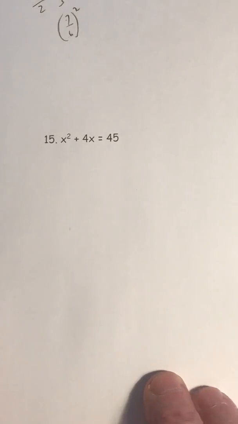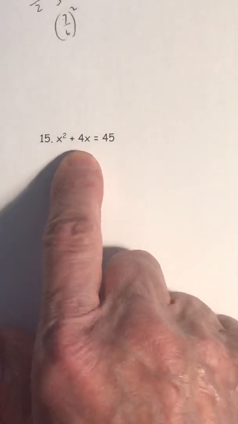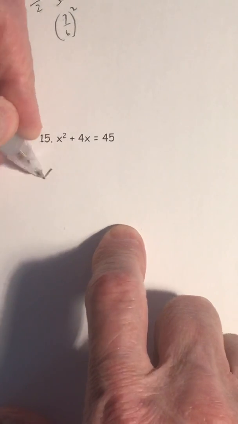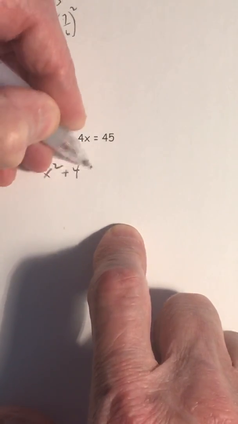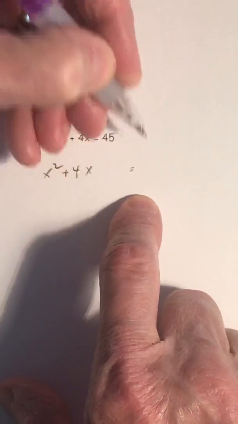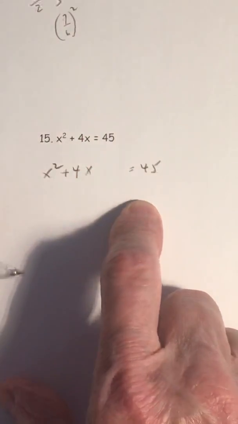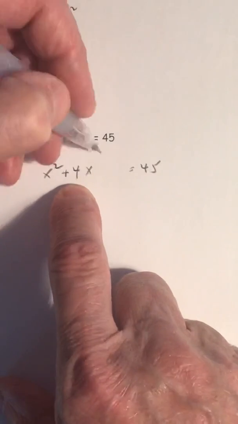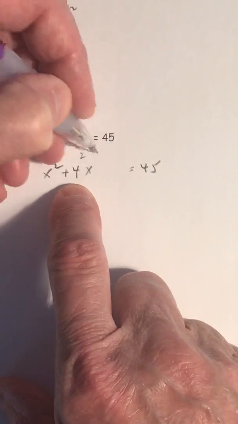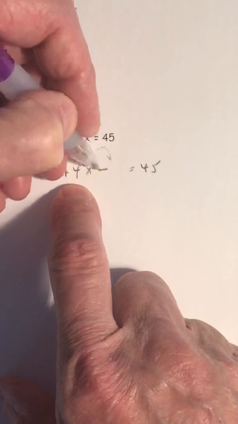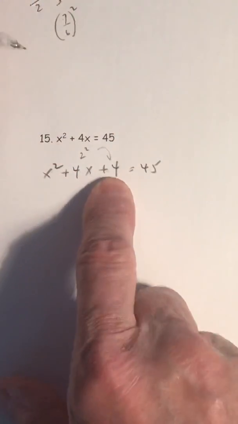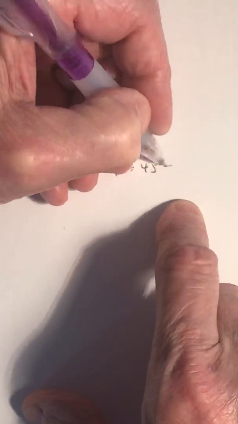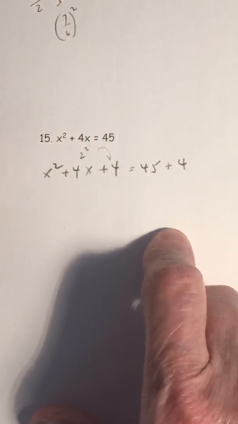Let's try number 15. Got all the x terms on one side, the loose number on the other side. I'm making a big parking space here for whatever we're going to add. So half of 4 is 2, and 2 squared is 4. So that's what goes here. Now don't forget, if you're adding something on one side of an equation, you want to add the same amount on the other side of the equation.